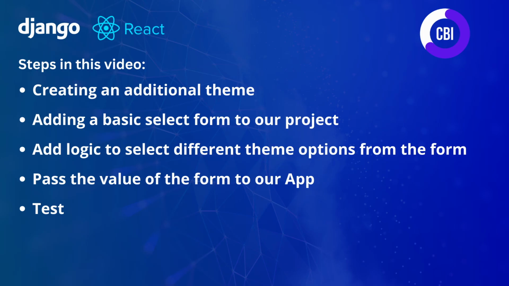Now, to create that, we're going to be following 5 steps. First, we're going to be creating an additional theme inside of our application so that we have more than 2 themes to pick from. Then we're going to be adding a basic select form to our project using Material UI, and we're going to be adding some logic to select the different theme options through that form. When it is complete, we're going to see how we can pass the value of the form to our app.jsx page so that we can actually apply the theme based on the value of the form. And as the last step, we're going to test to make sure that everything works the way that we expect.